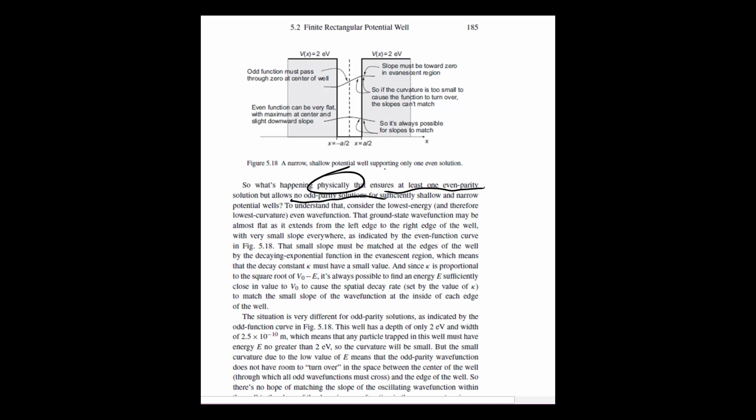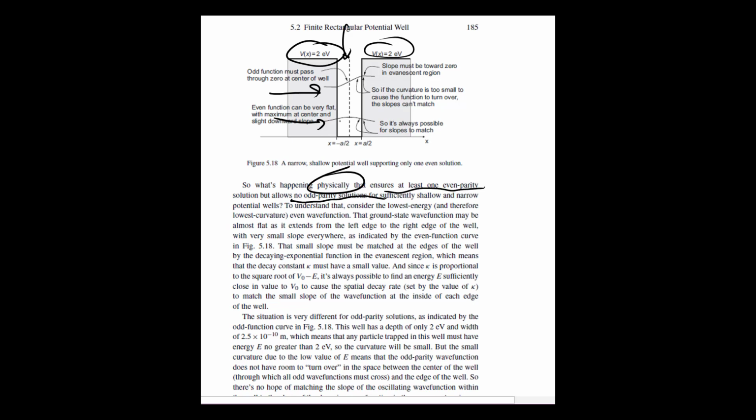Here's how I think of that. Here's a relatively shallow potential well, 2 eV. I've drawn the line down the middle at x equals 0 so we can see that in this case, this is an even parity function. It's the same on both sides of the dashed line. This is an odd parity function. It's got to have opposite sign to the right of the dashed line and the left of the dashed line. I picked positive on the right, negative on the left. You could have gone the other way.